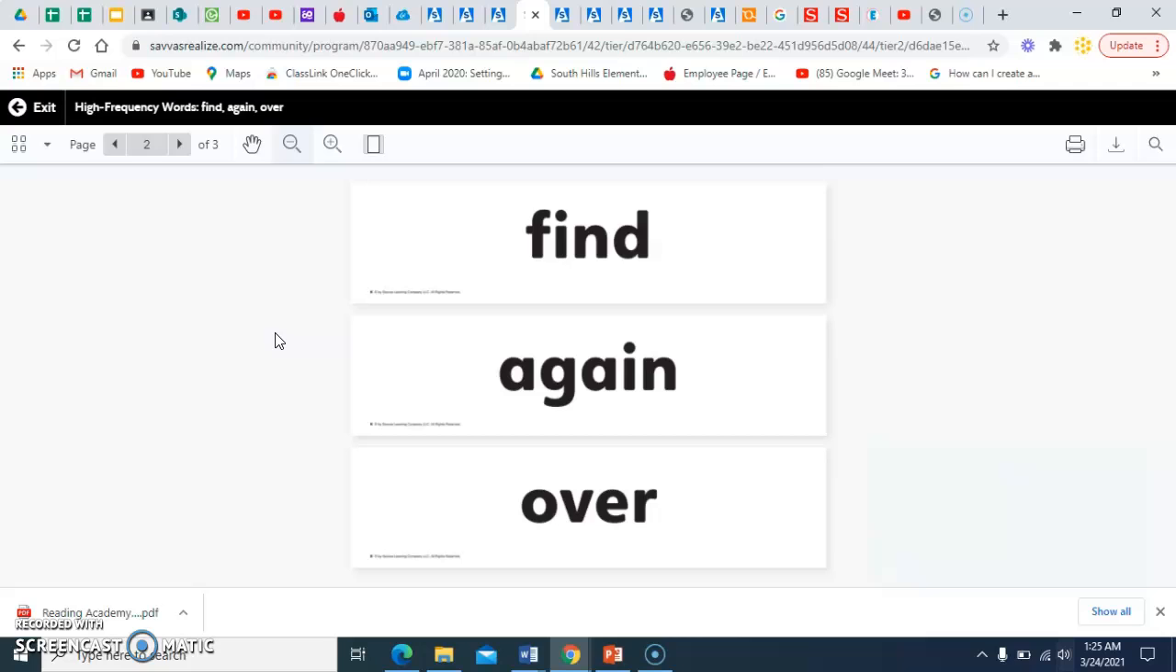So the 3 words for this week, we have the word find, again, and over. And there's our letter O. And so we have over. It doesn't have that sneaky E there, but look, it has that E there. But this one has the O sound. So it's just a different way that it's spelled for letter O. So we have over, again, find. So make sure you practice these words.